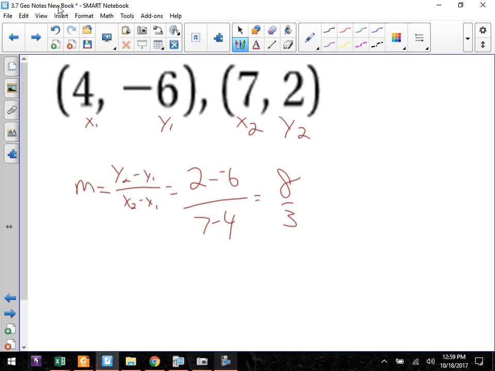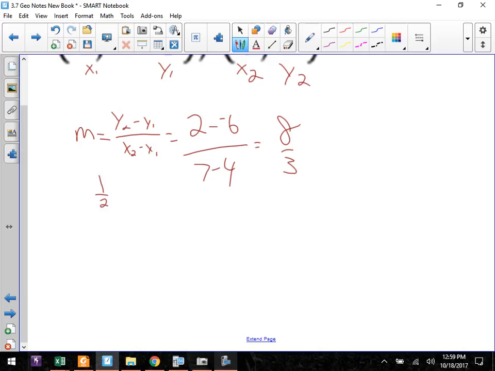Because what you're putting in there is 1/2 divided by 2/3. No, it's not negative. It's positive. It's 2 minus -6.